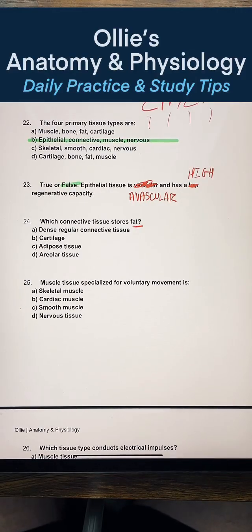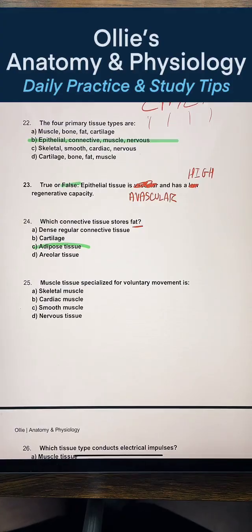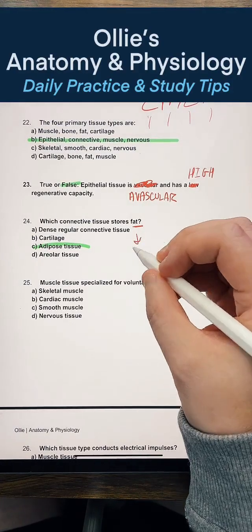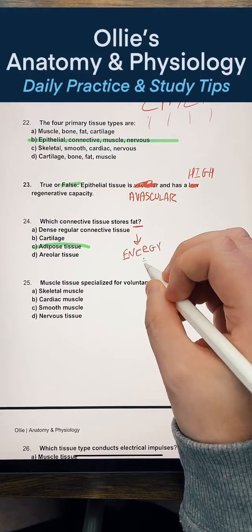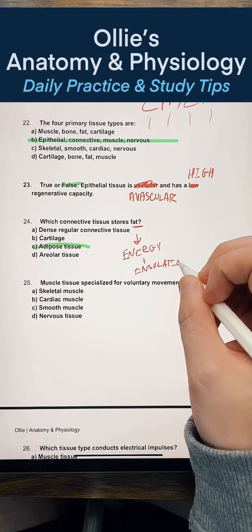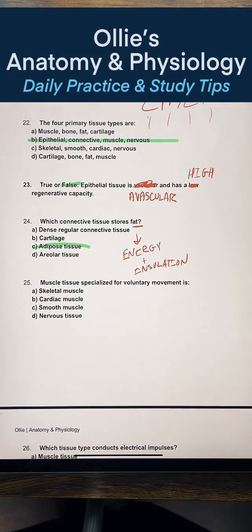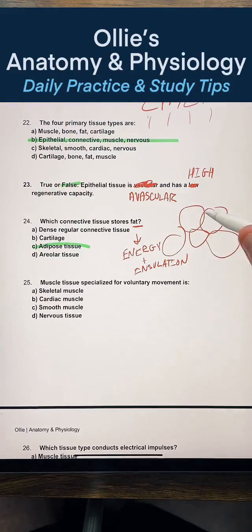We're on number 24 now. The answer is C, adipose tissue. Adipose tissue stores fat. Again, this is going to be your energy and insulation. If you look at it on a histology slide, I think it looks like honeycombs, like they have a lot of space in between. This is where the fat gets stored.